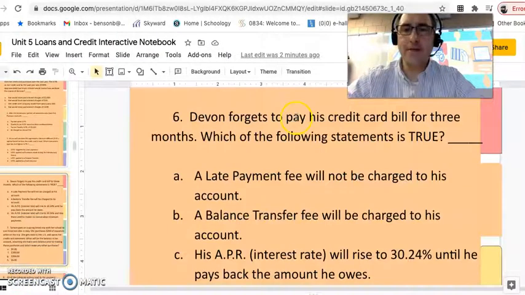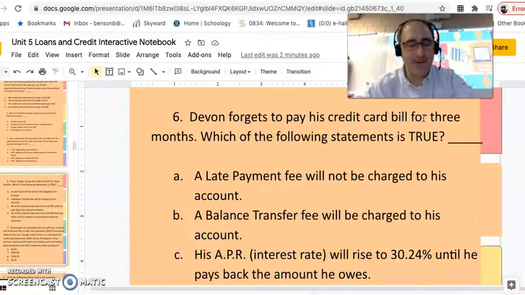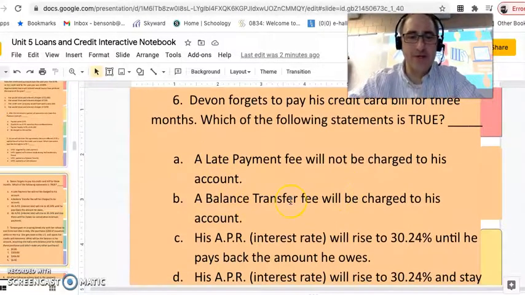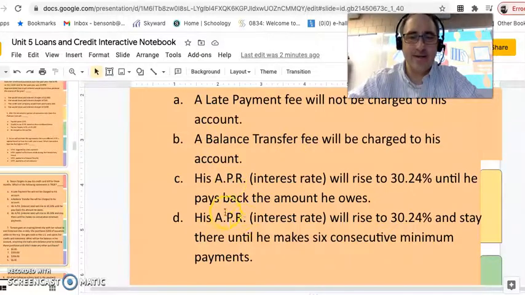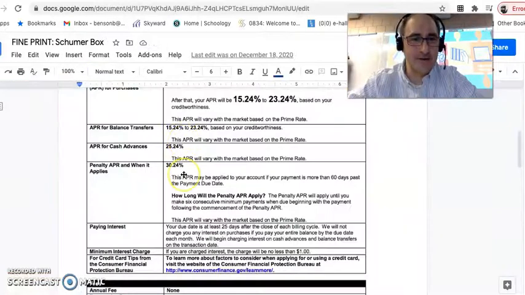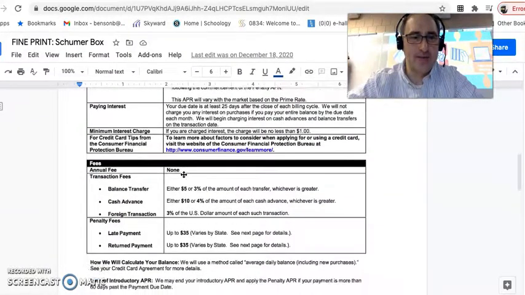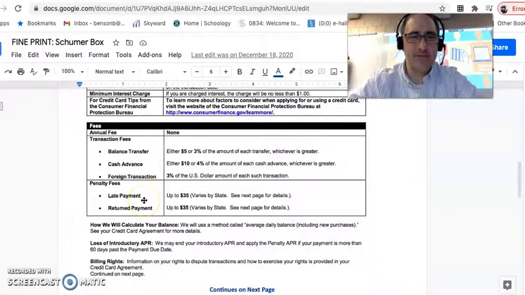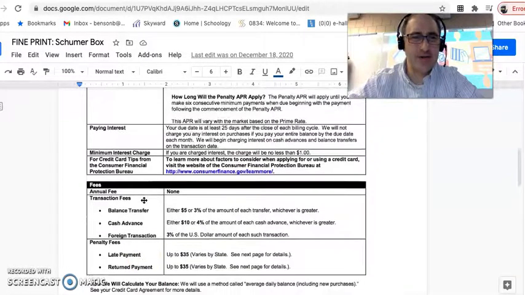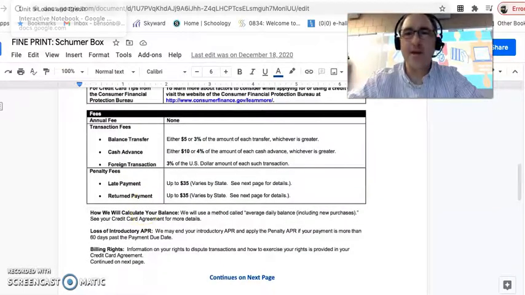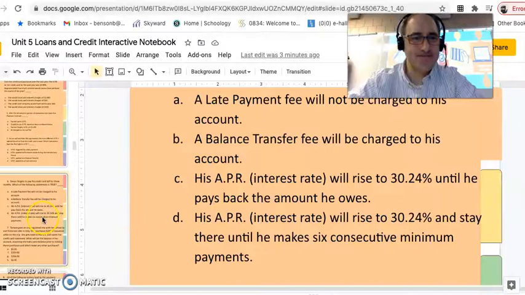Number 6, Devin forgets to pay his credit card bill for 3 months. Which of the following statements is true? Late payment fees, something about balance transfers. What happens to his APR? Again, if you forget to pay, what happens? Is that a penalty? Where does forgetting to pay show? Look at the Schumer box.